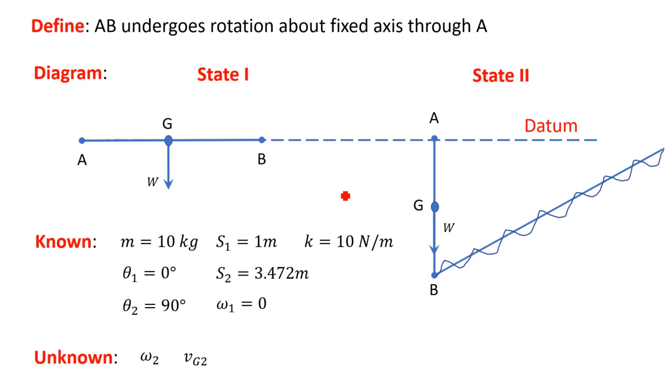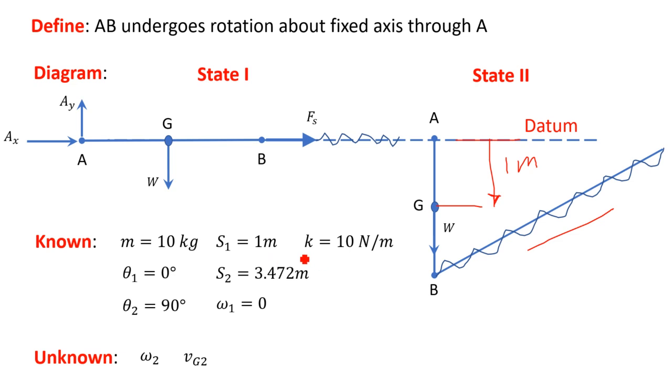So first, we're going to define that AB undergoes rotation about a fixed axis through A. And state one is this one. We're going to have, again, the spring acting to the right, and we're going to have the reactions Ax and Ay at the point A. The weight is going downward, and in the second position, that will be the new length of the spring, and the weight is going to be at that height. The difference between the datum and this height is going to be 1 meter.